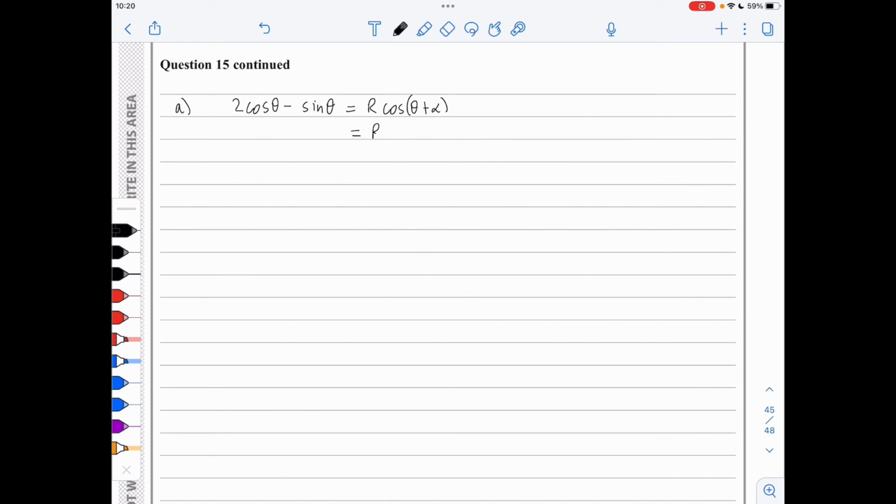I use the addition formula for r cos of theta plus alpha to write it as r cos theta cos alpha minus r sine theta sine alpha, and then I equate the cos theta terms and then the sine theta terms in order to find the value of r and the value of alpha. So we've got that 2 is r cos alpha, and we've got that 1 is r sine alpha. This means that 2 over r is cos alpha and 1 over r is sine alpha.